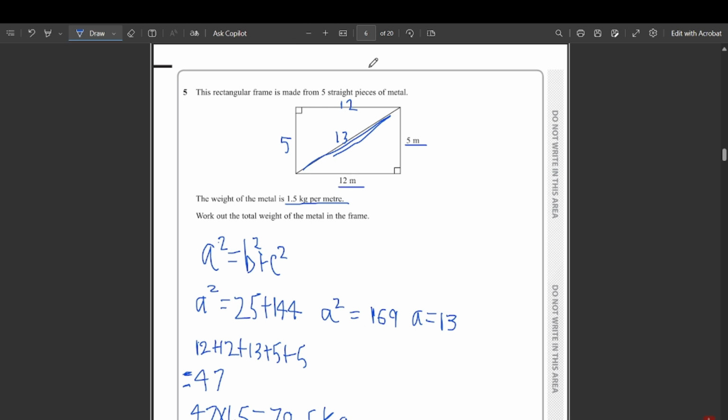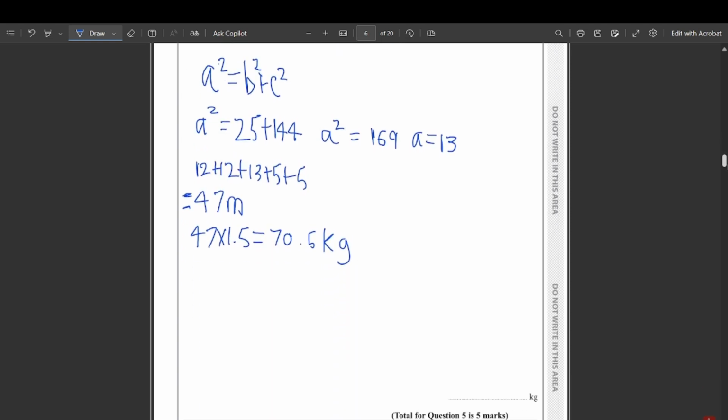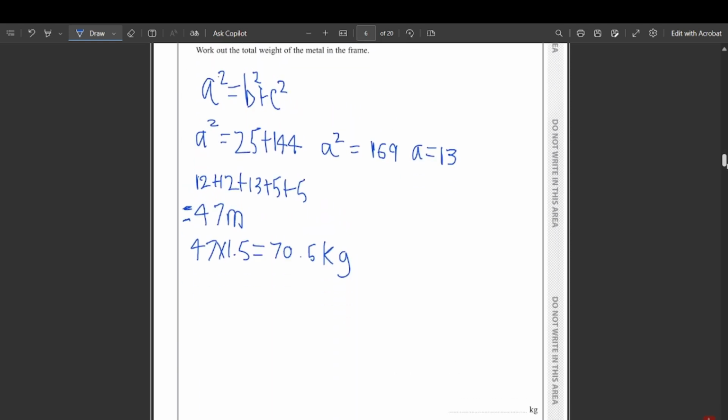So then you simply take it across because it's a rectangle, the top length is going to be the same as the bottom and the left is going to be the same as the right. You simply add those all together plus the 13. So 12 plus 12 plus 5 plus 5 plus 13 to get 47 meters of metal. And then you simply times that by 1.5 to get the weight, to get the mass. Weight is not the same as mass. This maths paper is wrong. That's meant to be the mass of the metal. Shame on this maths paper. Yeah, and it's 70.5 kilograms.